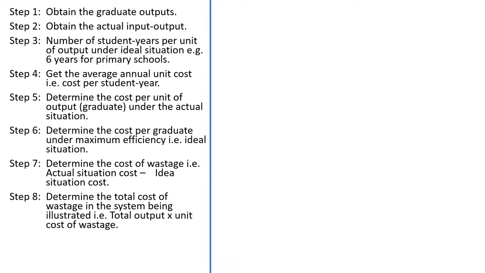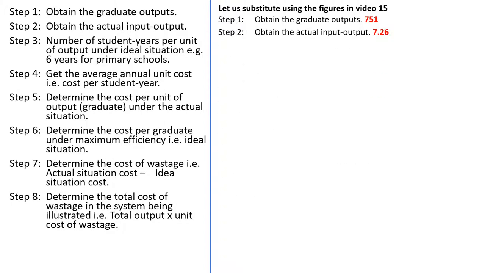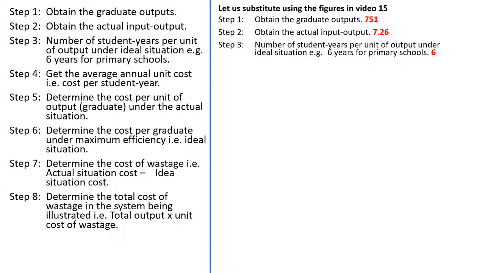Now determine the total cost of wastage in the system, illustrated as the total output times the unit cost of wastage. Now let us substitute using the figures in video 15, the video we just finished looking at. Remember, obtain the graduate output. The graduate output that we had was 751, and the actual input output we had was 7.26.